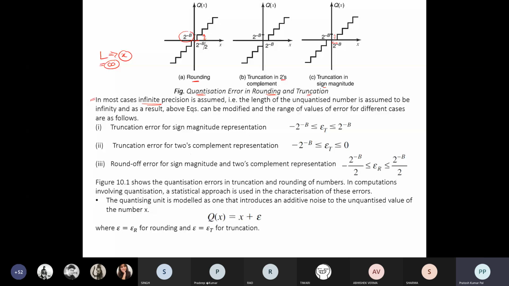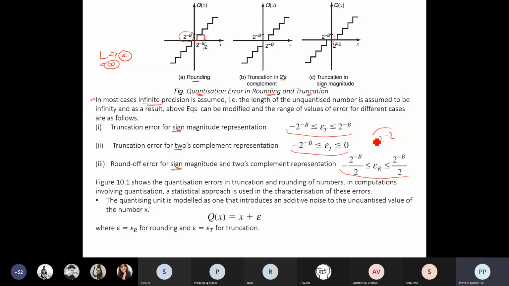So in that case, it will have the highest precision. So in that case, the truncation error in sign magnitude and 2's complement representation and the rounding error will be represented in terms of this. In all the expressions, we have just removed the 2 to the power minus L terms, because it will be equal to 0 if L tends to infinity.